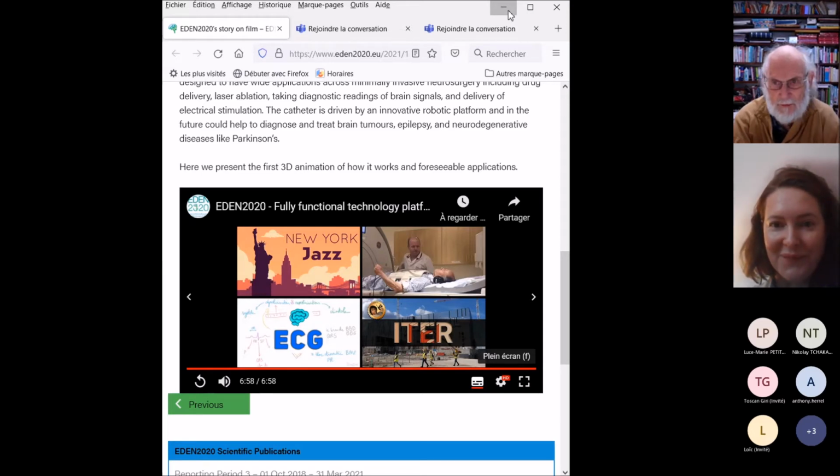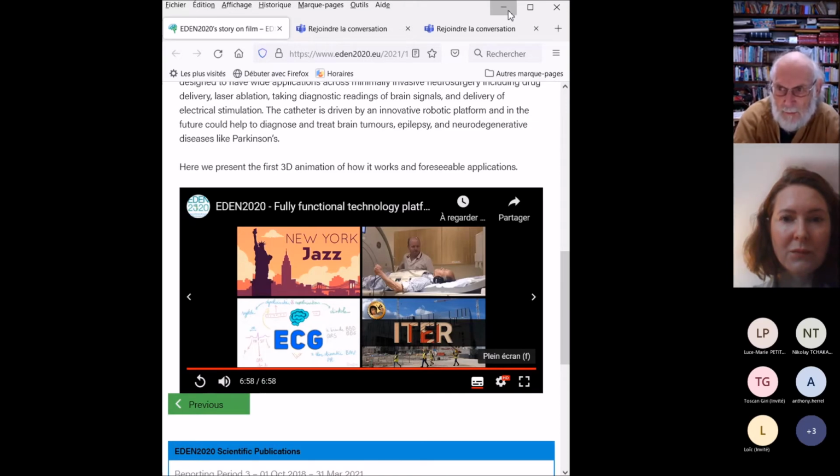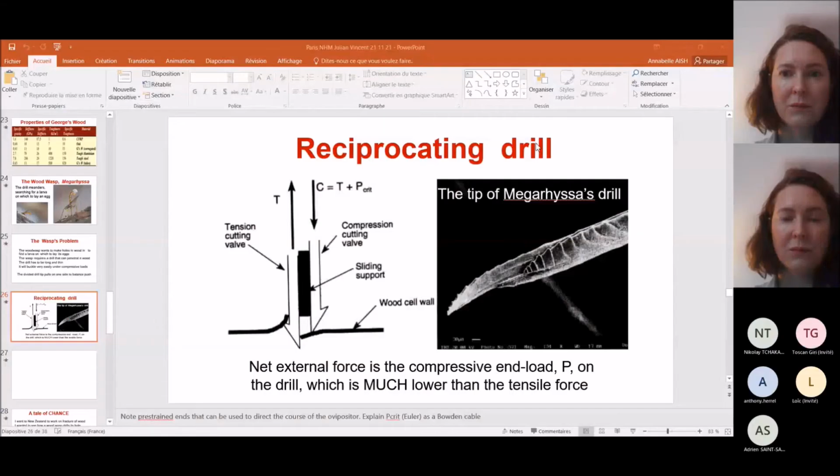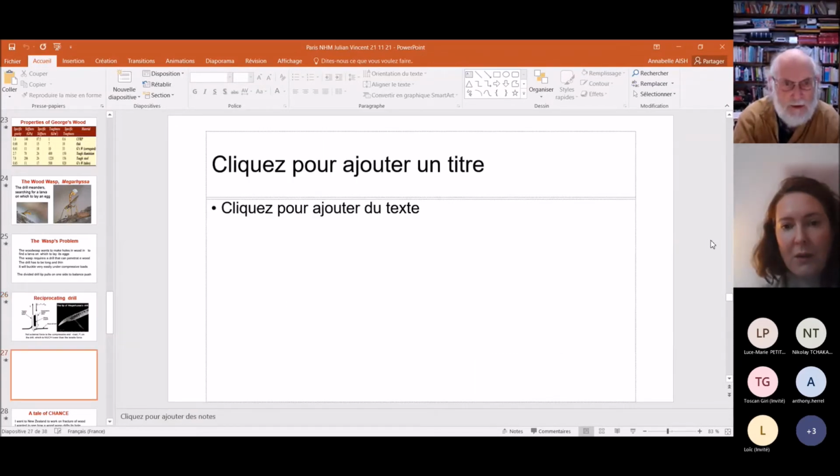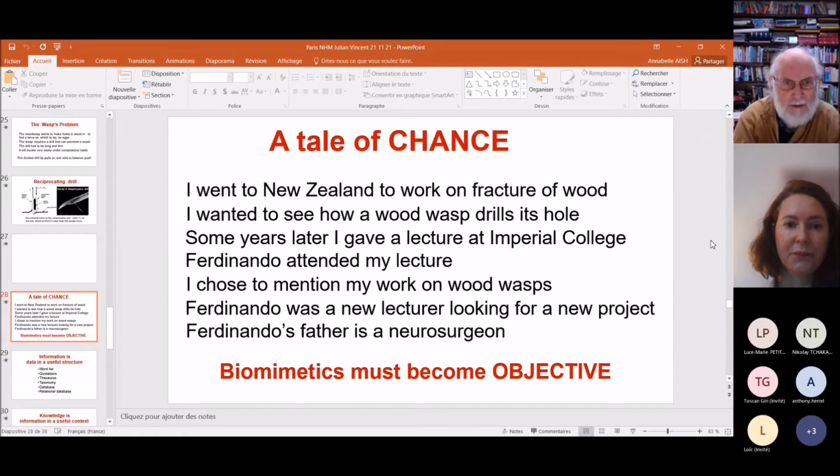Well, the next bit is the sort of random route between me doing some work in New Zealand, which led to the idea of the wood wasp drilling its hole, and Ferdinando, which was a totally random pathway. I'd got no idea of where it was going to lead. And I didn't know that Ferdinando was in the audience when I gave the lecture.